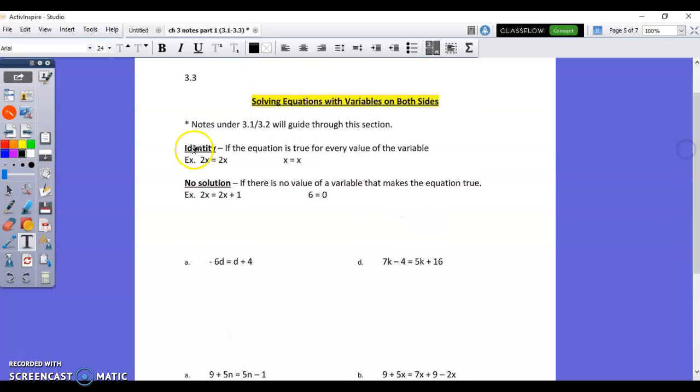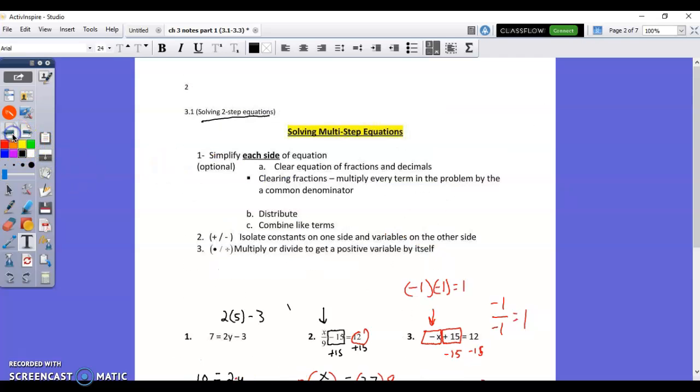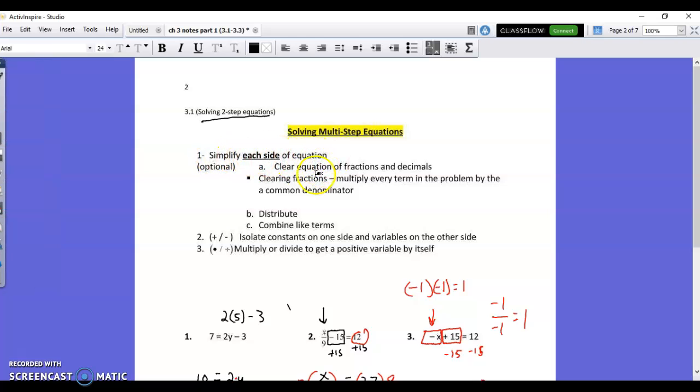Okay, so this next section, 3.3, solving equations with variables on both sides. We're going to still use our notes from the beginning of this section to guide us through this. If we go back a few sections in our notes, solving multi-step, simplify each side of the equation, we're basically starting at step 1 now.